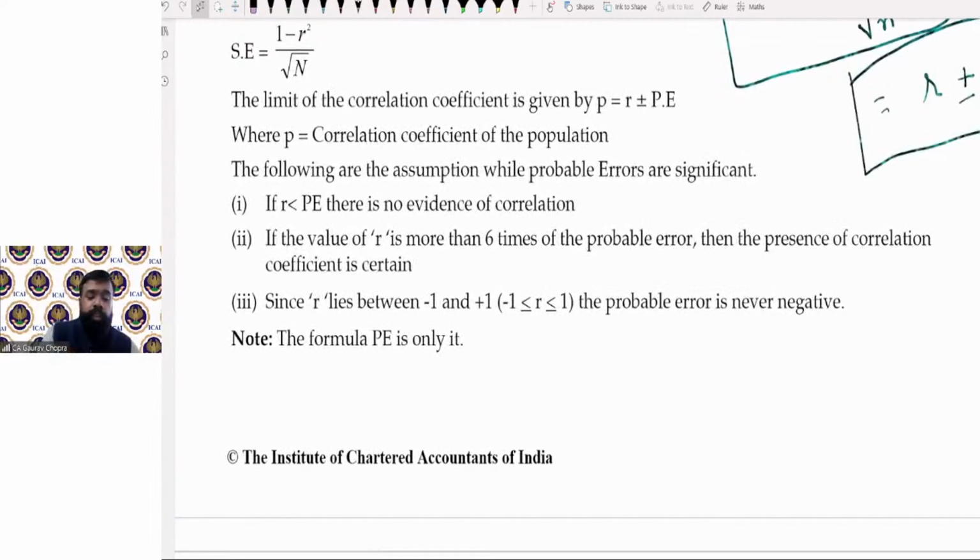The following are the assumptions while probable errors are significant. One is if r is less than probable error. अगर r की वैल्यू कम है और एरर की वैल्यू ज्यादा है, एरर इतनी बड़ी है कि वो कोरिलेशन से भी ज्यादा है, दैट मींस हमारा रिजल्ट कुछ काम का नहीं है. There is no evidence of correlation, कि हमने दो वेरिएबल्स में कोरिलेशन तो बना दिया, बना के हमने चेक किया क्या एक्चुअल में ये लोग कोरिलेटेड है या नहीं है.